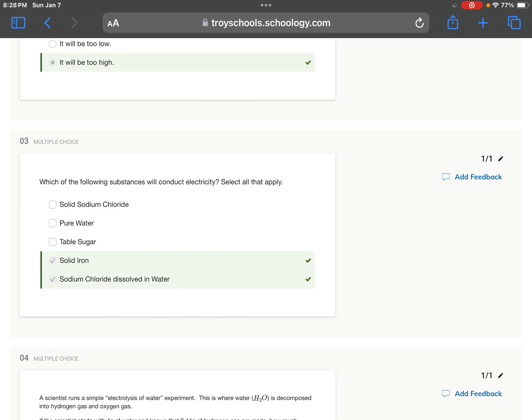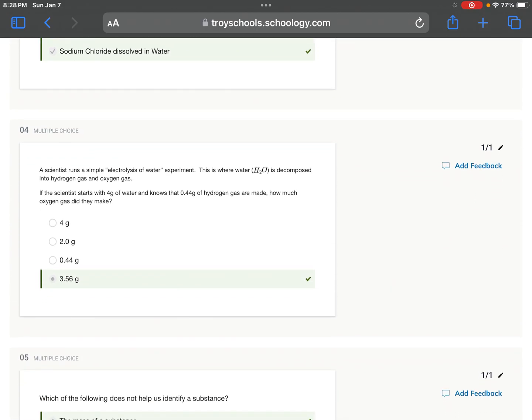Table sugar, sugar is a molecule, and so molecules do not make ions when they dissolve. They stay in their molecular form, and so none of those first 3 will conduct. Solid iron is a metal. Metal is highly conductive because of the sea of electrons for metallic bonding. Sodium chloride dissolved in water is different than solid sodium chloride in that the ionic bonds are able to be disrupted by the water molecules, making positive and negative ions available, and electricity can flow.